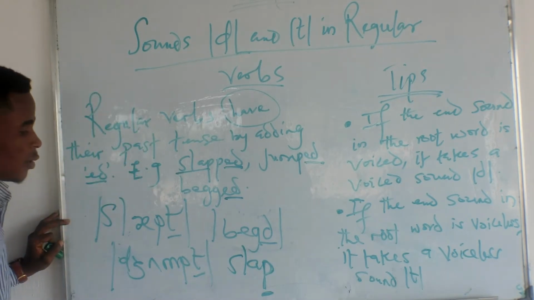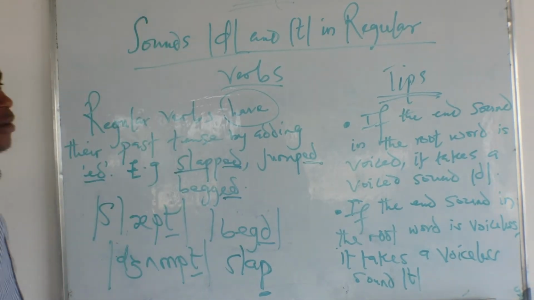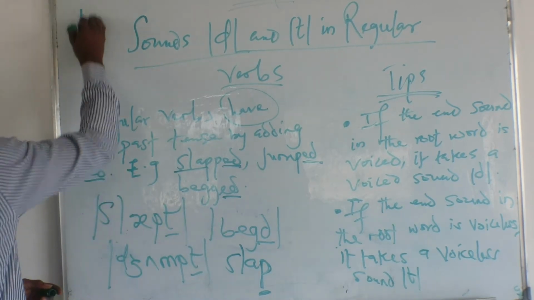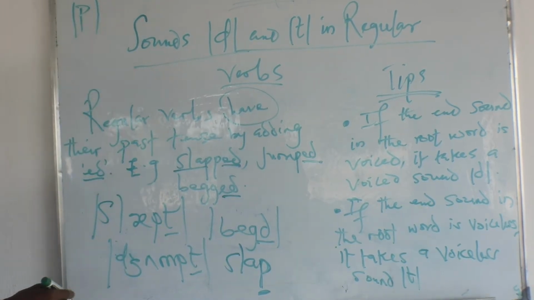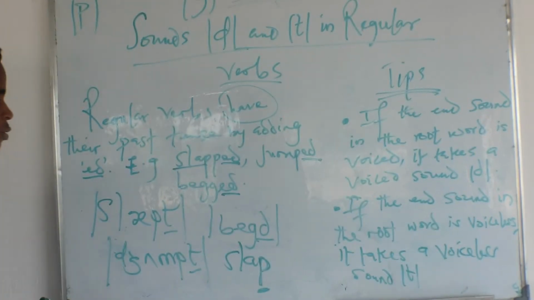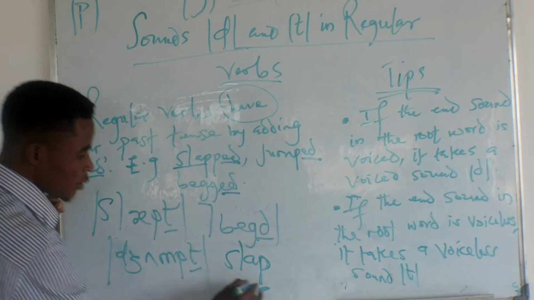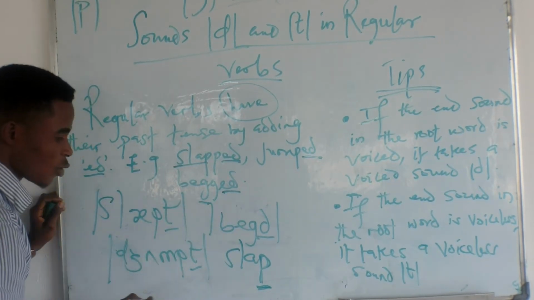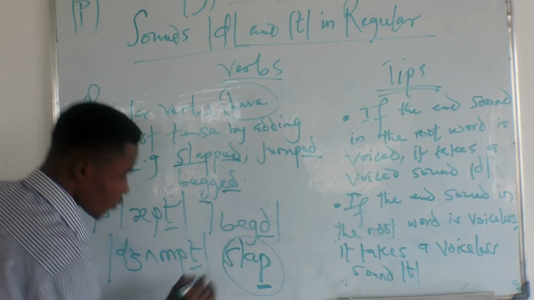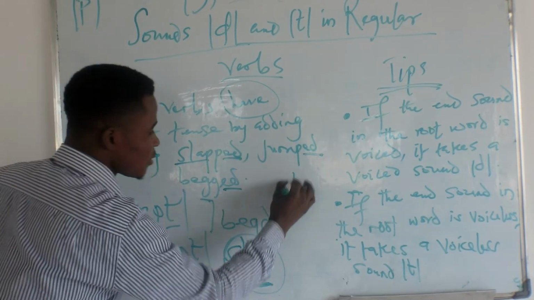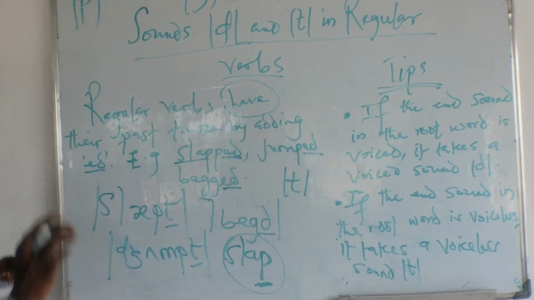voiceless. We have 9 voiceless sounds and 15 voiced sounds. One of the voiceless sounds is p, and g is a voiced sound. This is voiceless, while this is voiced. So this one, because it is voiceless, will attract the sound t.